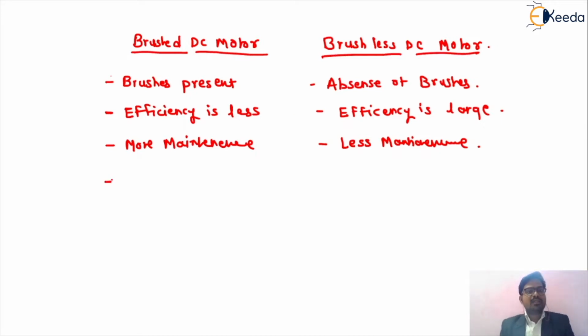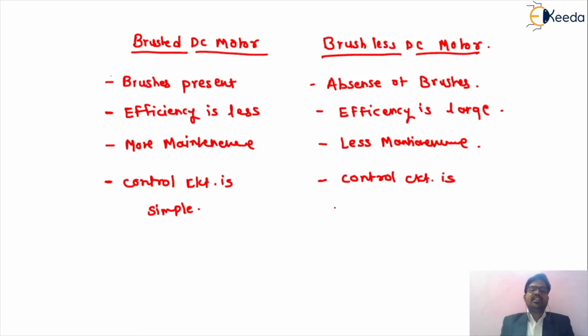The brushed DC motor is controlled using a DC supply, so the control circuit is simple. But while using the brushless DC motor, the control circuit is quite complex, because in the control circuit we use different types of semiconductor devices. That's why the brushless DC motor is called a semiconductor controlled motor.